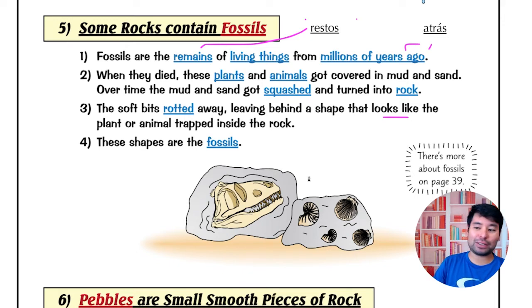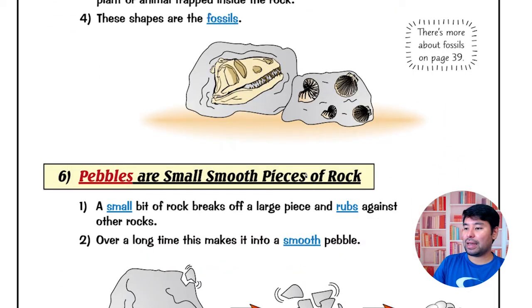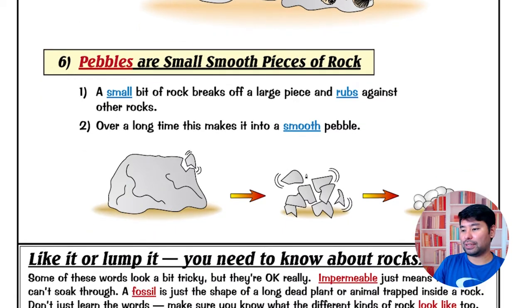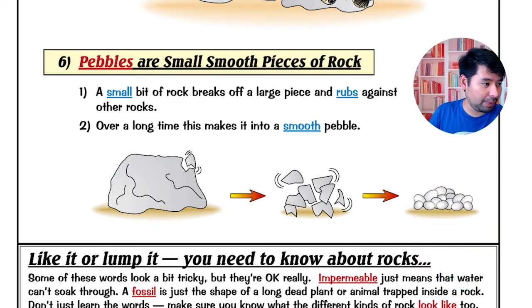But anyway, so let's go down. And then we have this number 6 here. So let's see. This is a very good word. Wait a minute. I'm gonna move my head up here, so you can see the words better. Okay, so now we have these pebbles. What are these? What is that exactly? They are small, smooth pieces of rock.